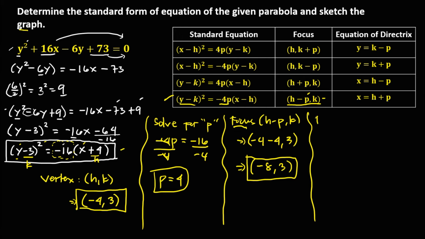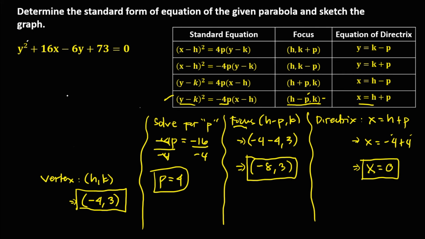Then for the equation of the directrix, using this formula, x is equal to h plus p. So we have x equals h, which is negative 4, and p is 4. Therefore the equation of the directrix is x equals negative 4 plus 4, that's 0.